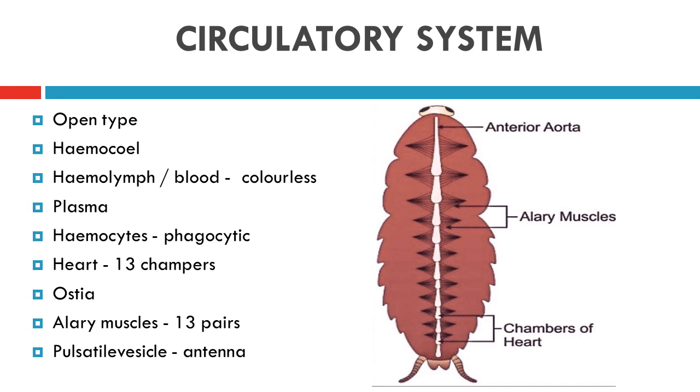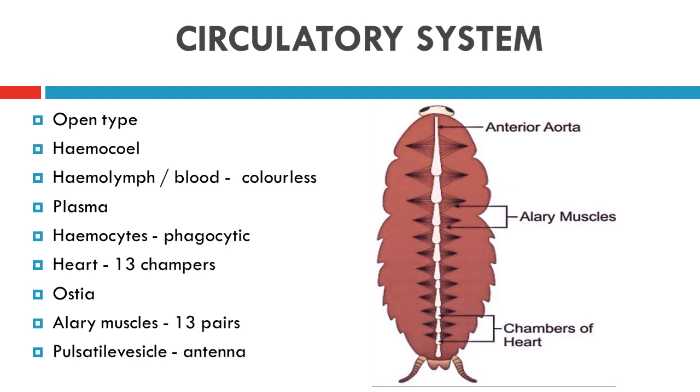Then the next part is alary muscles. Can you watch on either side of this long tubule? There is a triangular-shaped muscle there. In every chamber this muscle is located on both sides. That's why they said 13 pairs of alary muscles are attached along with this long tubule of the heart. So that is the alary muscles.